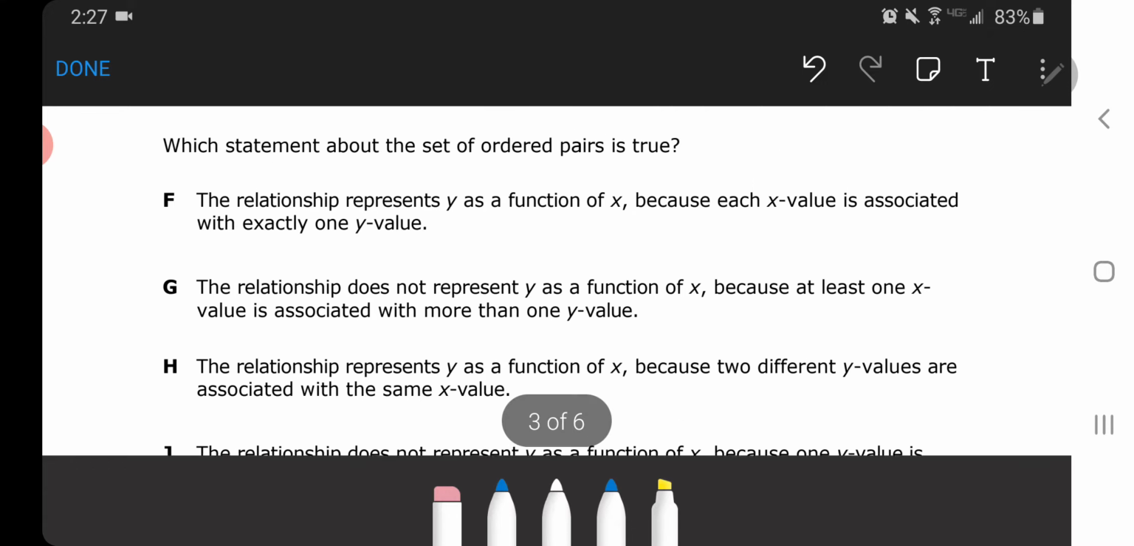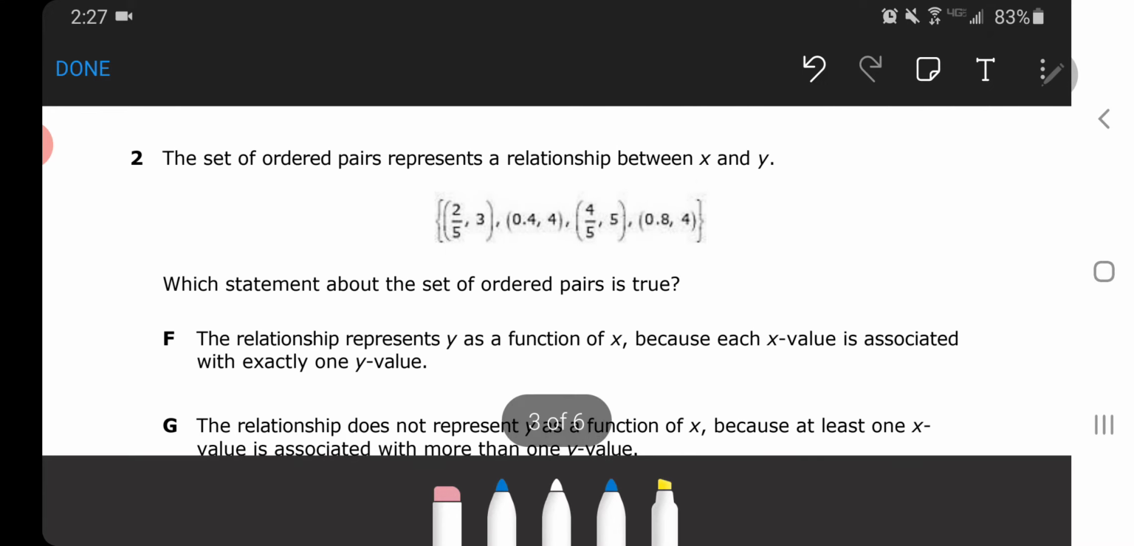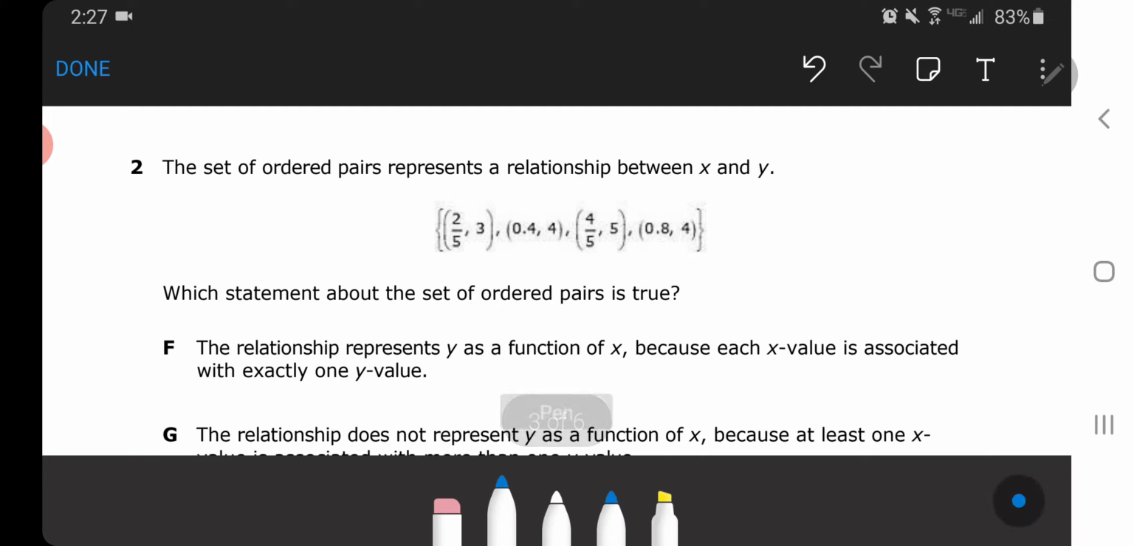So we can eliminate 2 answer choices real quick if we can just determine if this is a function or not a function. Let's see here. Our domain member 2/5 goes to the range member 3. That's fine. 0.4 goes to 4. That's okay. 4/5 goes to 5. And 0.8 goes to 4. Well, they're trying to be tricky here. They're trying to make you think that each domain member only goes to one range member or one y value.